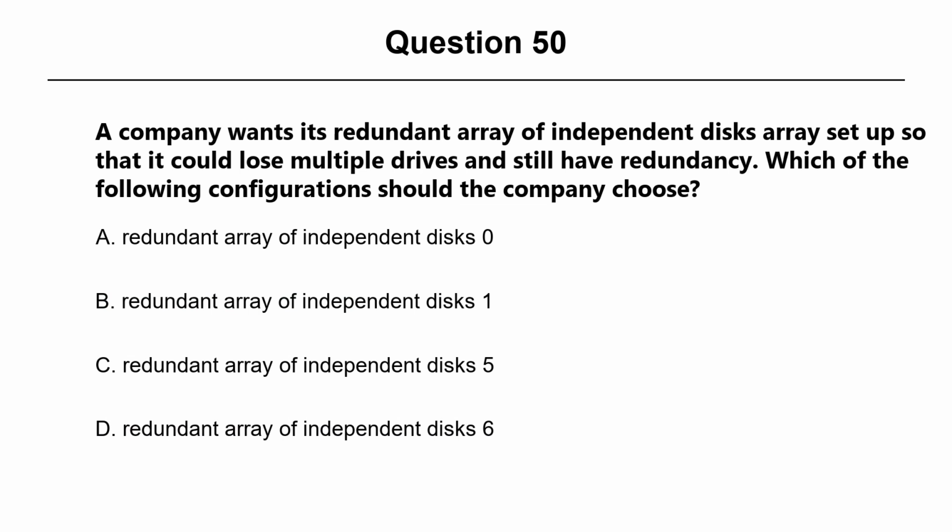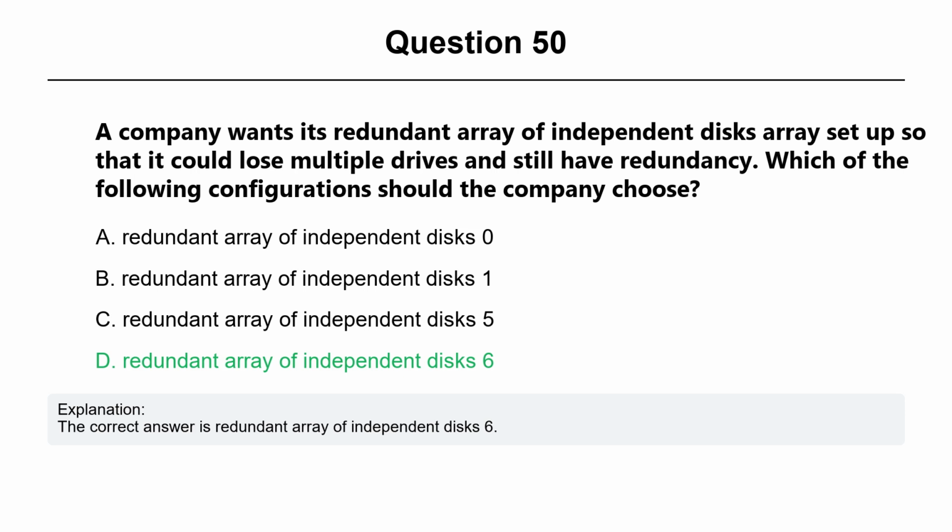Question 50. A company wants its redundant array of independent disks array set up so that it could lose multiple drives and still have redundancy. Which of the following configurations should the company choose? Option A, Redundant array of independent disks 0. Option B, Redundant array of independent disks 1. Option C, Redundant array of independent disks 5. Option D, Redundant array of independent disks 6. The correct answer is option D, Redundant array of independent disks 6.